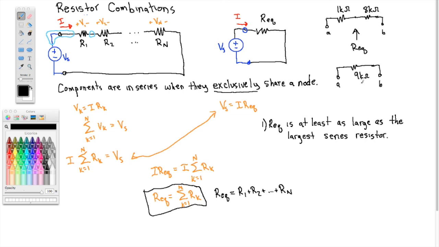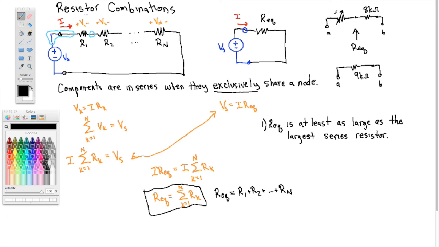It's at least as large as the largest series resistor. So, coming up to this example here, we'll say that this is a variable resistor. We'll show that with an arrow going through it.